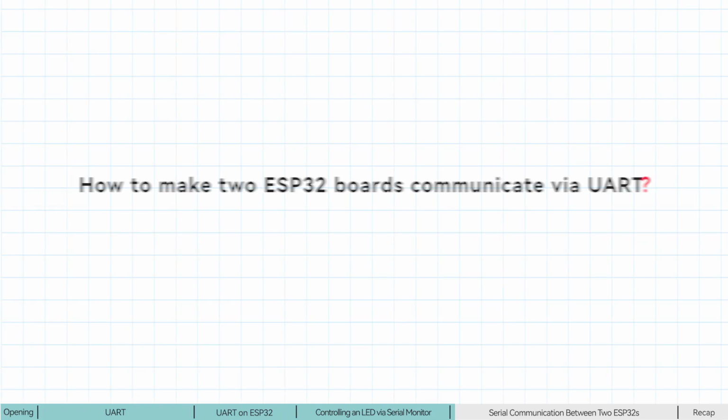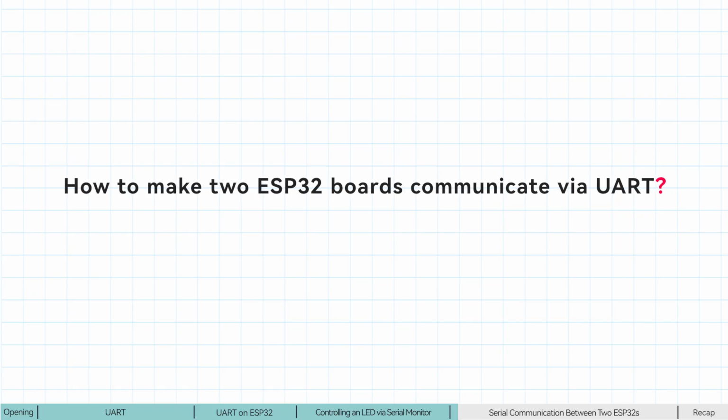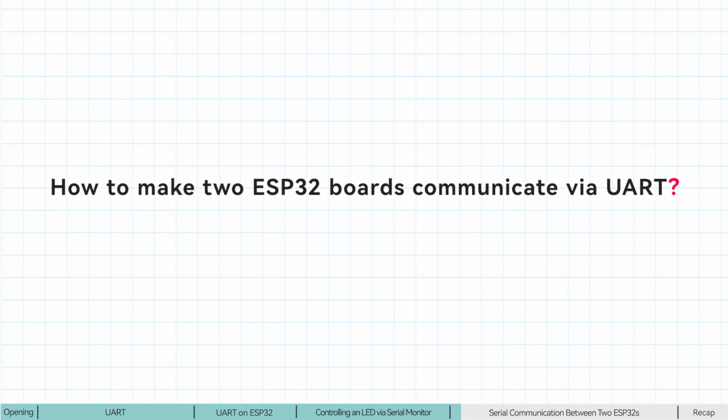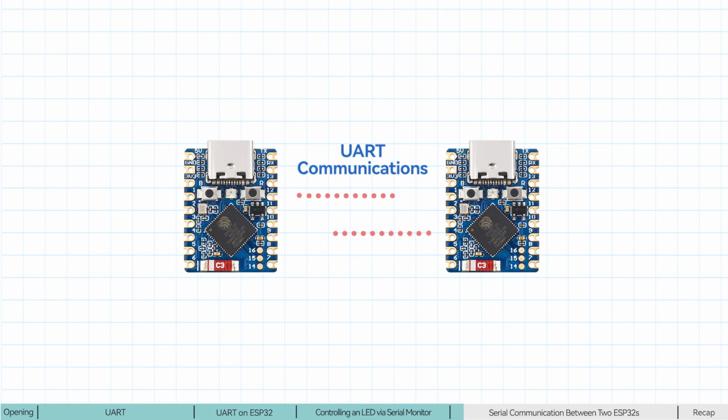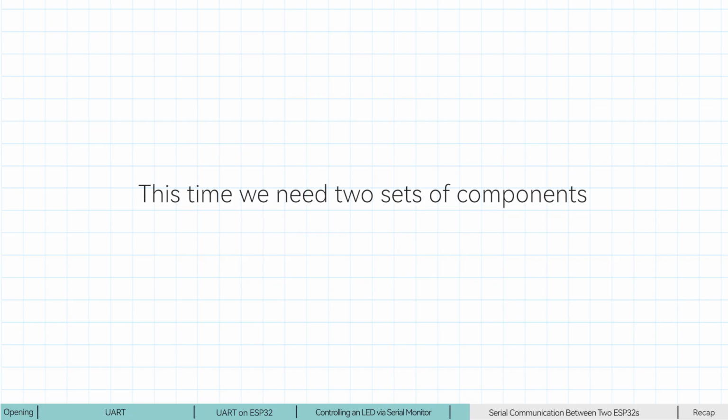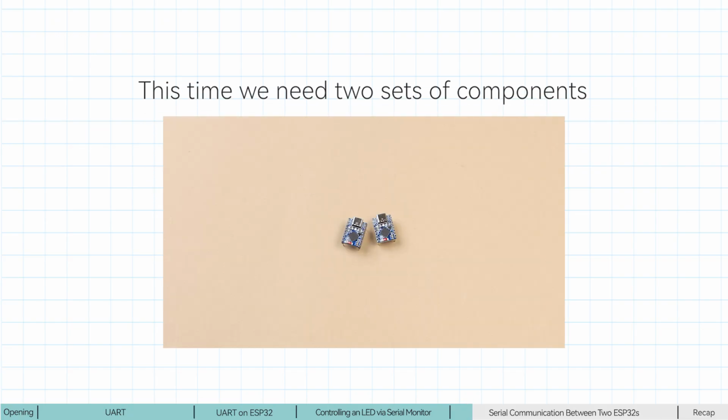Next, let's look at a more advanced example, how to make two ESP32 boards communicate via UART. We will use a button connected to board A to control an LED connected to board B. This time, we need two sets of components: two ESP32 development boards, two breadboards, one LED, one 330 ohm resistor, one button, and several jumper wires.